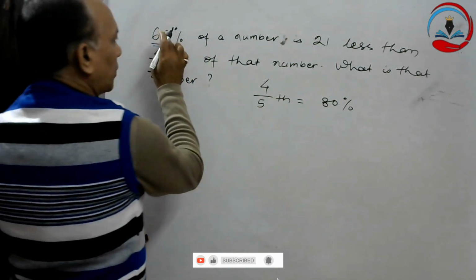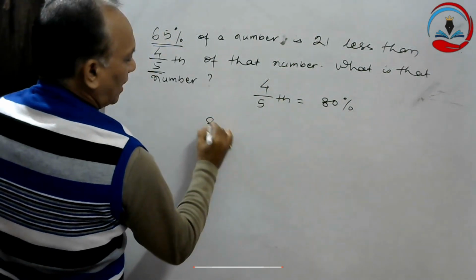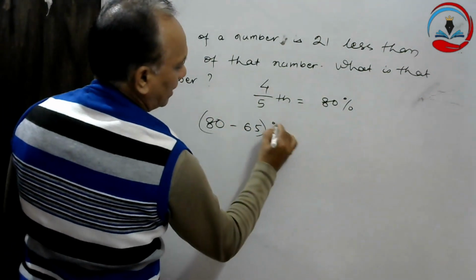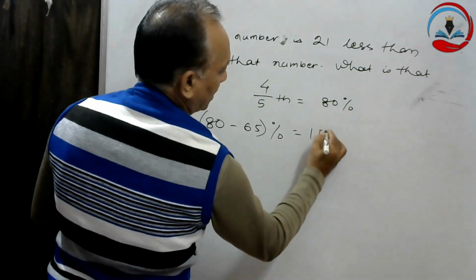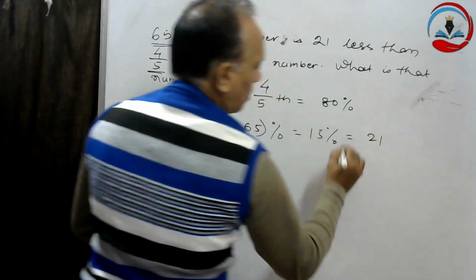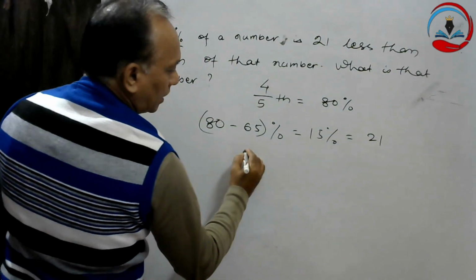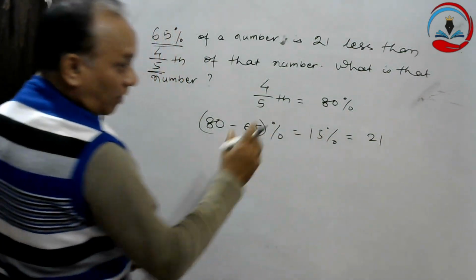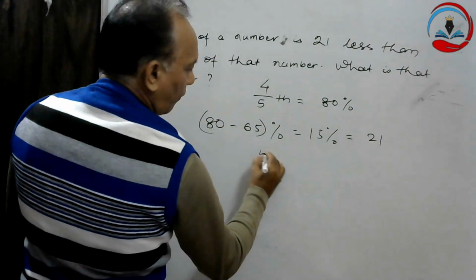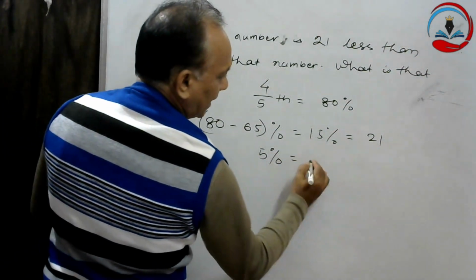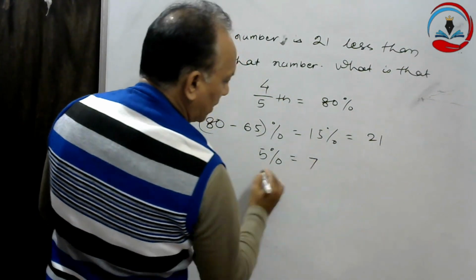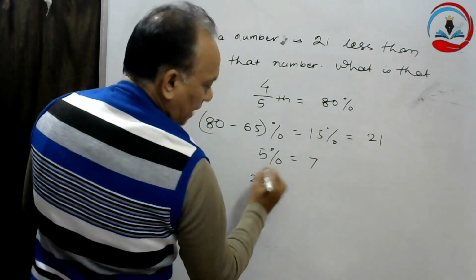What is the difference between these two? 80% minus 65% will give you 15%. So 15% of the number is 21. What will be the 100%? What is the common factor between 15 and 100? 5. So 5% is equal to, dividing both sides by 3, you are getting 7. So 20 times, that means 100%.